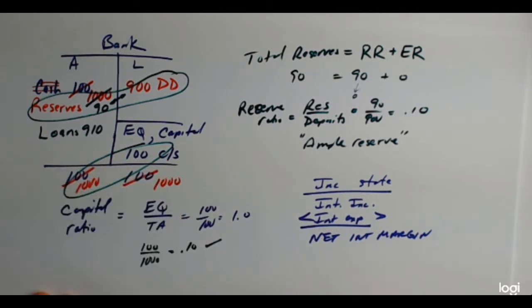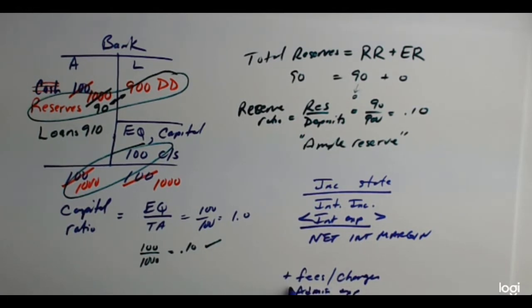Well, they charge a lot of fees and other charges for various services that they provide. They provide a lot of services. So that's on the positive side. And then there's administrative expenses, and that's on the negative side. And then there's going to be taxes, for example, and that's on the negative side.